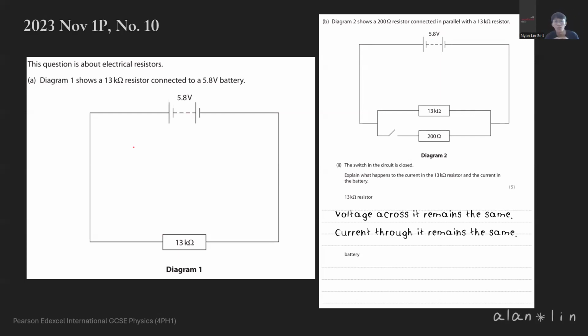Right, now what about the battery? Well, there will be a change in the battery. That's because we now have an extra path.